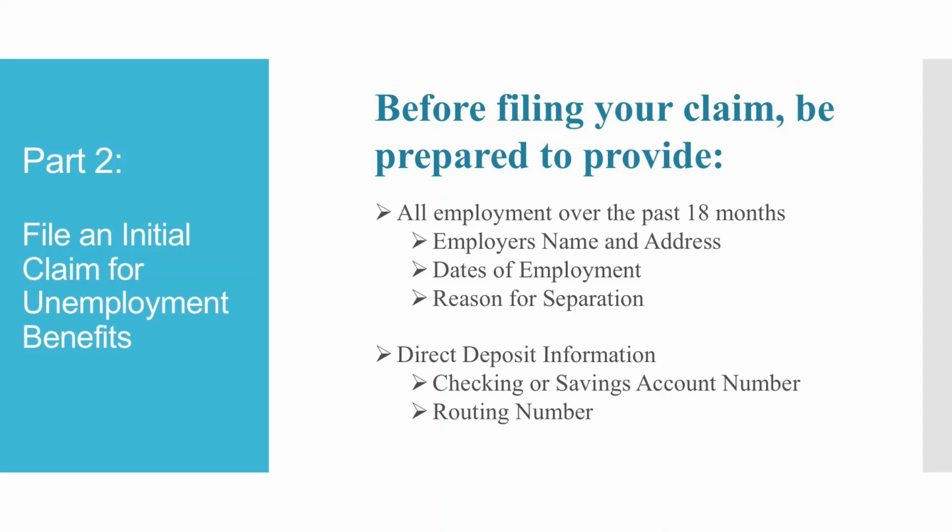Before you file, make sure you have a list of all employers that you worked for over the past 18 months, including the name, address, phone number, dates of employment, and reason for job separation. You will also need the checking or savings account number and routing number of your financial institution in order to set up direct deposit. You will need this information to file your initial claim for benefits.